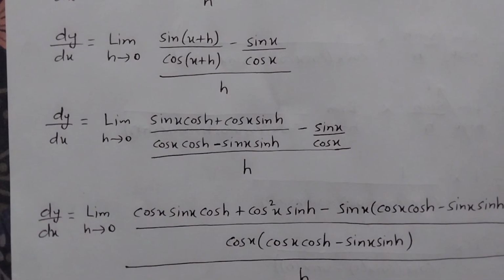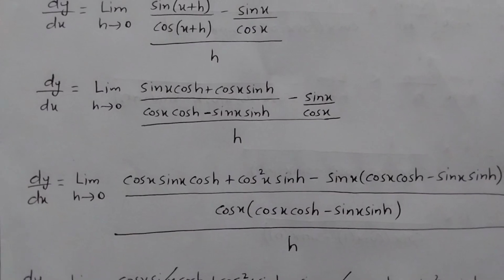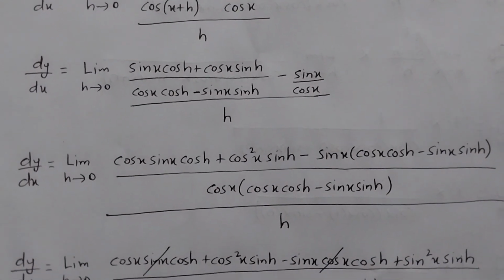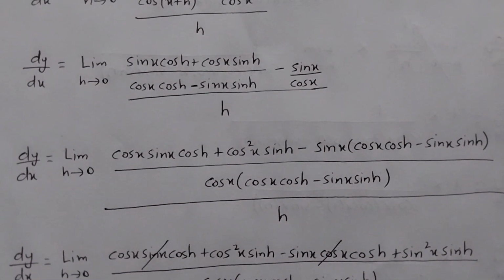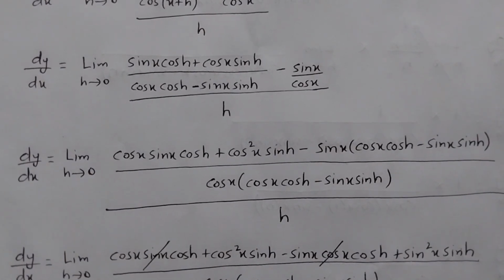So the main problem here is this h, which is written in the denominator. We need to get rid of it. Firstly, in the numerator, we can take the LCM. So the LCM will be cos x into cos x cos h minus sin x sin h.